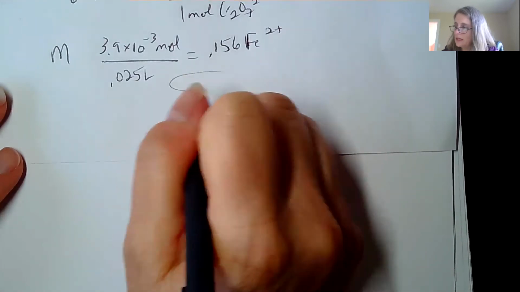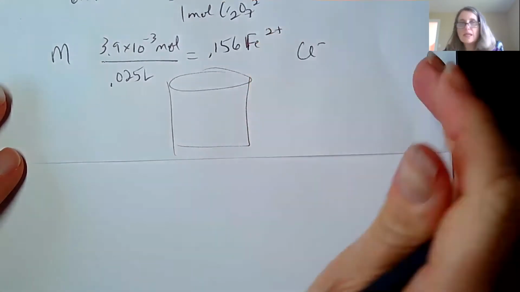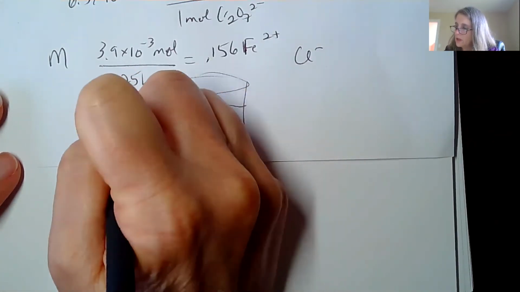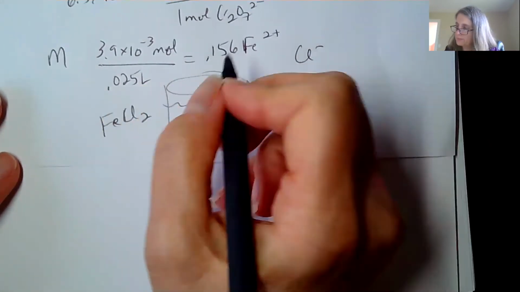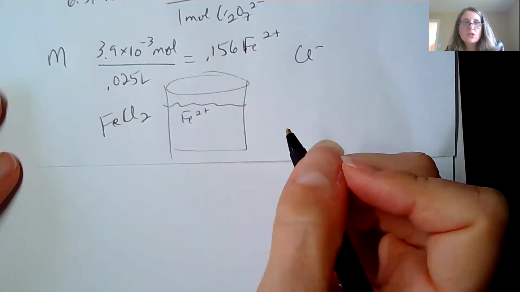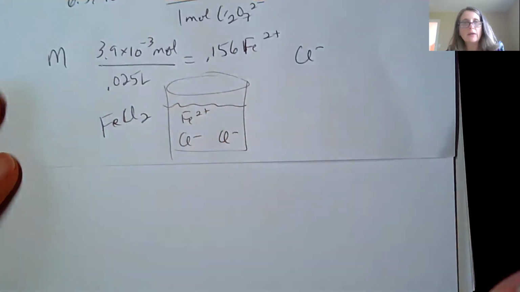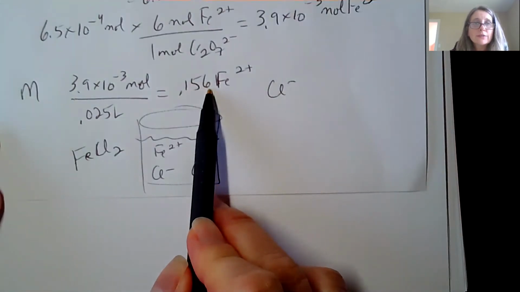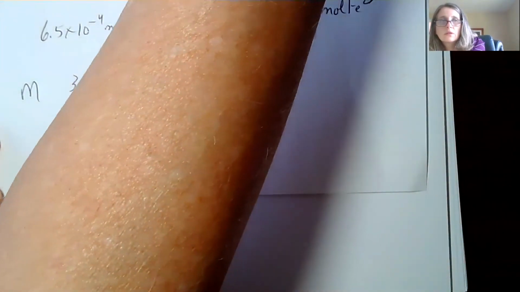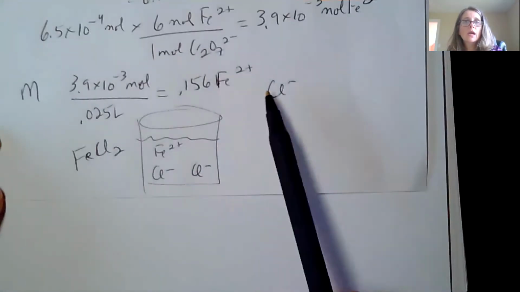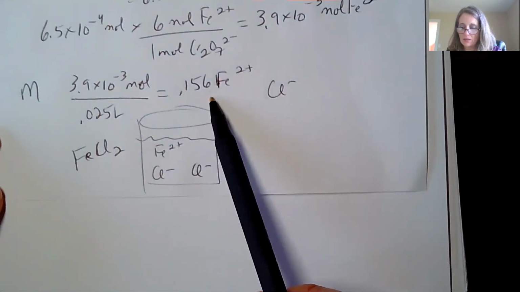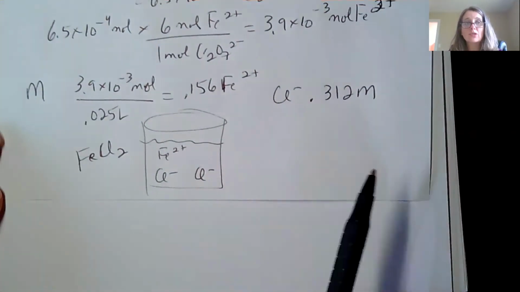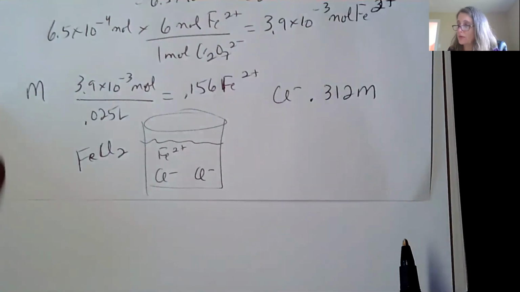Now, this was not given in the problem. But what is the amount of chloride in that solution? So again, I want you to think of the particle pictures we've been drawing and realize that I would have a +2 iron in there and 2 chlorides in that solution. So if this is the concentration of iron, 0.156, my concentration of chloride is going to be twice that. So it's going to be 0.312 molarity. Again, that wasn't in the original question. I just used it as a review topic to help you through this.